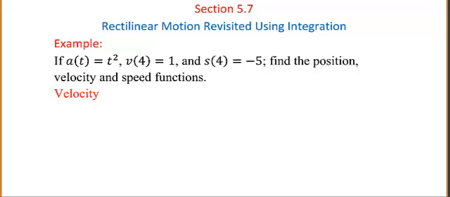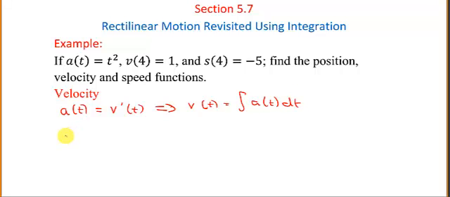Well, remember the acceleration is the derivative of velocity, so that tells us that velocity is an antiderivative of acceleration. So to get the velocity function, we'll anti-differentiate the acceleration t squared dt, and that's going to be t to the third over 3 plus some constant. I'll call it c1 because there's going to be another constant coming along here, some constant of integration.